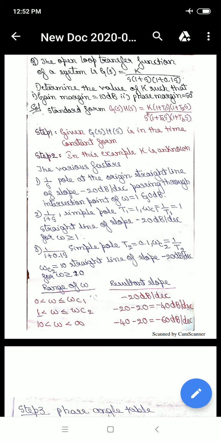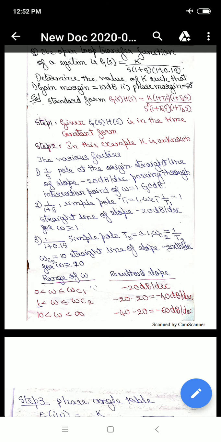Next, the various factors. The first factor is 1 divided by s, which means one pole is at origin. It is a straight line of slope minus 20 dB per decade passing through the intersection point of omega equal to 1 and 0 dB. The 0 dB line is horizontal and the line omega equal to 1 is vertical, so they will intersect.